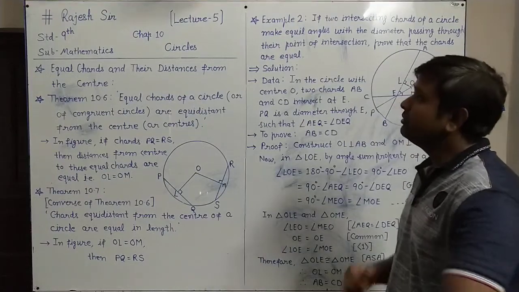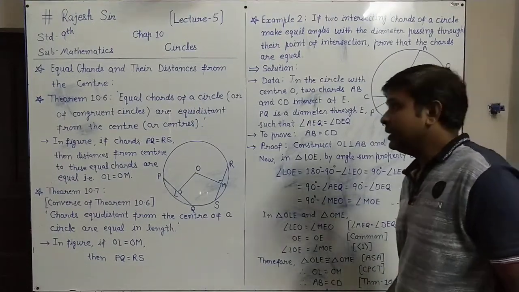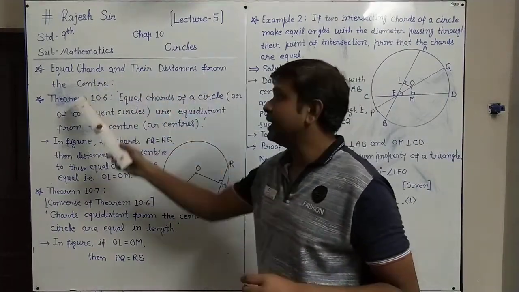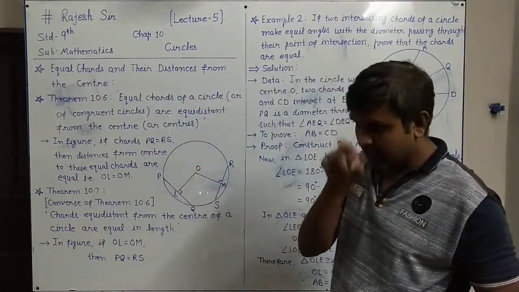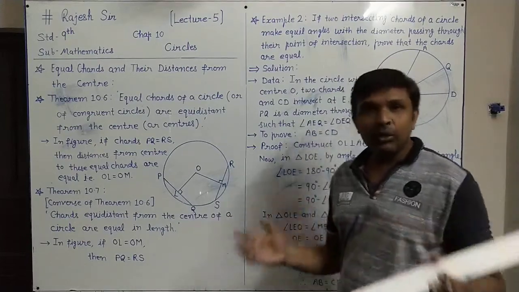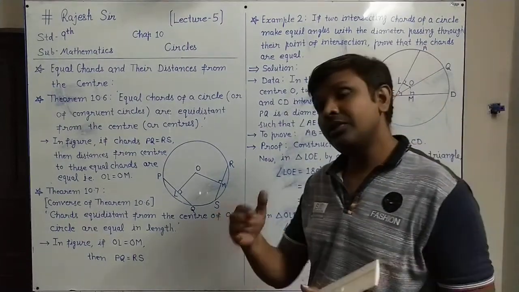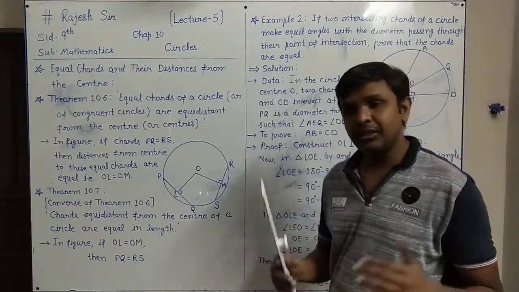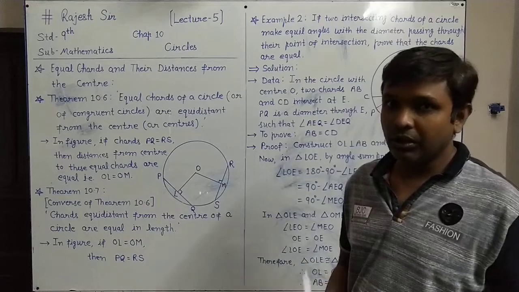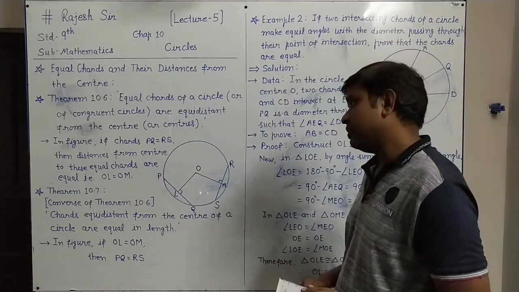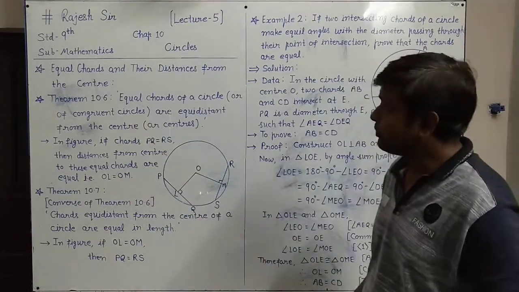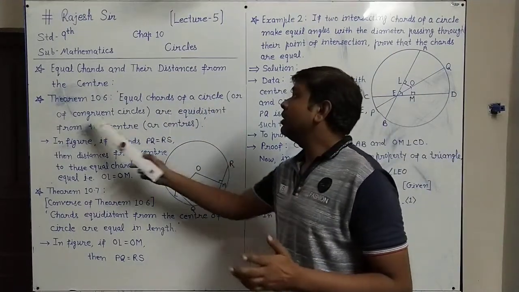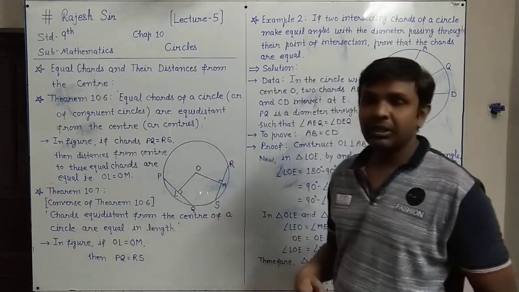After that we have some more theorems, and they are related to equal chords and their distances from the center. About that we will discuss here. The equal chords we will see, and their distances from the center. What will be the relation between the distance and the chords, if they are equal chords, that we will see in the theorems. So theorem 10.6: equal chords of a circle or of congruent circles.